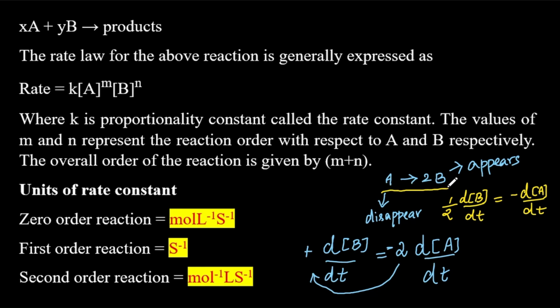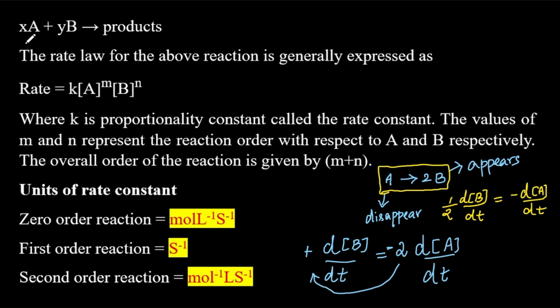So in this balanced equation, the coefficient of B is 2. So for the rate of the formation of B, you have to divide that by 2. So the rate of the formation of the product divided by the coefficient. So this is the balanced equation in which you can find the rate of the reaction.